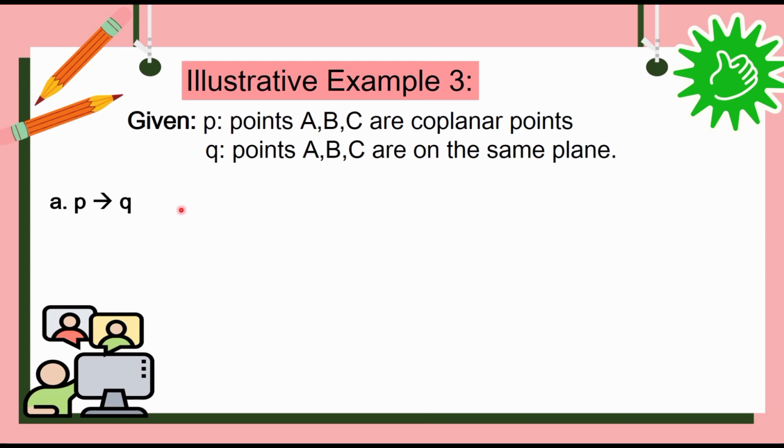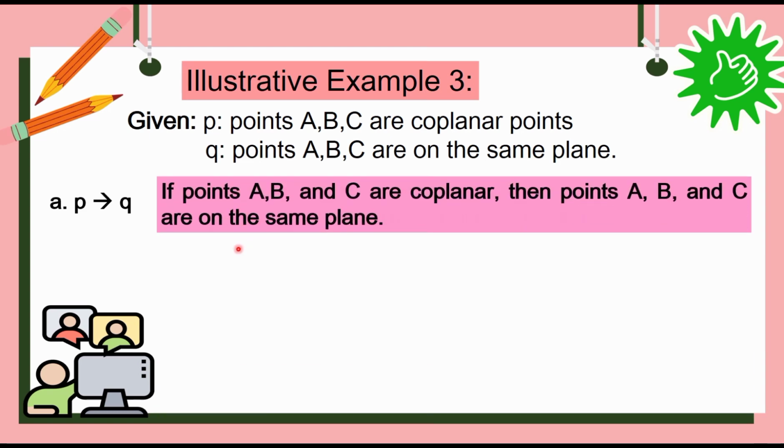So, let us write our conditional statement. Ilalagay lang natin sa hypothesis and conclusion into an if-then statement. It should be written as, if points A, B, and C are coplanar, then points A, B, and C are on the same plane. So, that is our P implies Q. Let us have letter B. We have Q implies P. That is our converse statement.